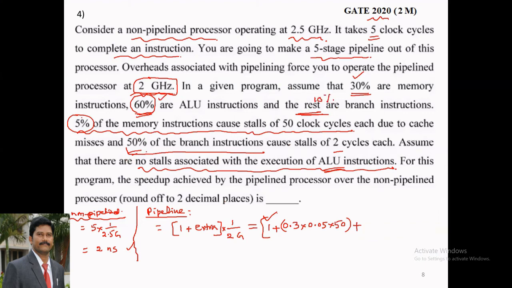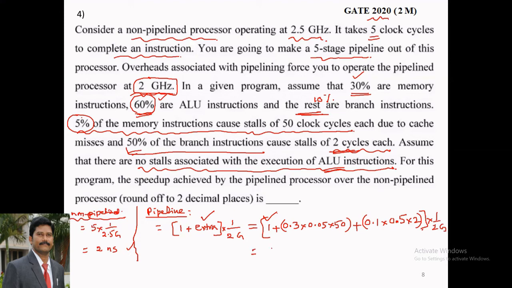In that, 50% of the branch instructions cause 2 cycles each. That means within the 10% branch instructions, 50% of the instructions will take 2 clock cycles each, okay. That's all. This is the extra time into 1 by 2 gigahertz. So this extra time is nothing but 0.3 into 0.05 into 50, related to memory instructions, and 0.1 into 0.5 into 2, related to branch instructions.